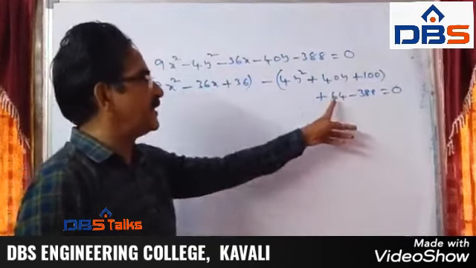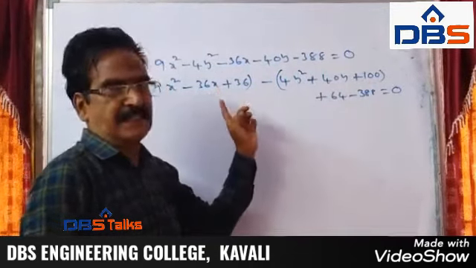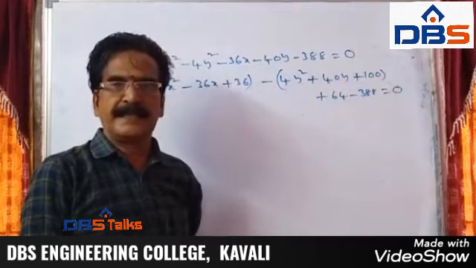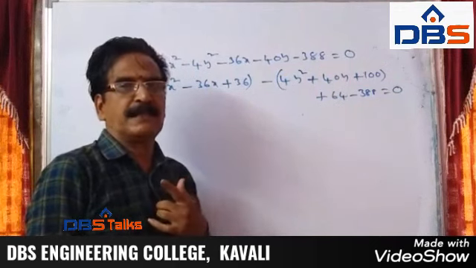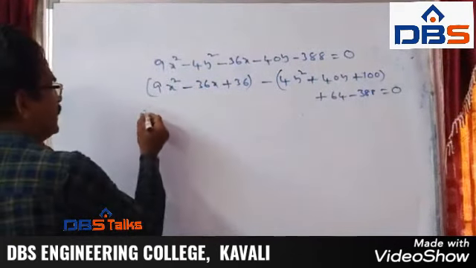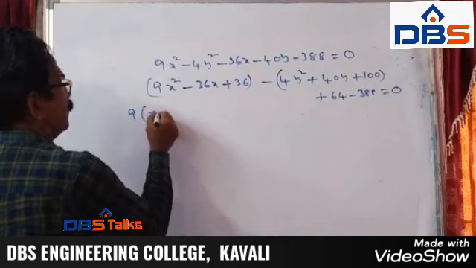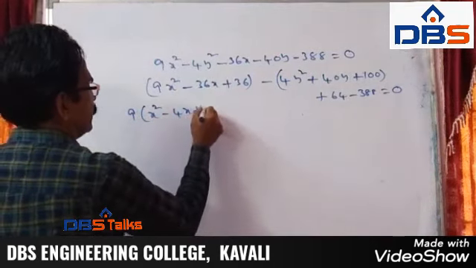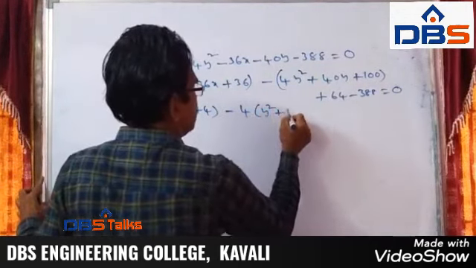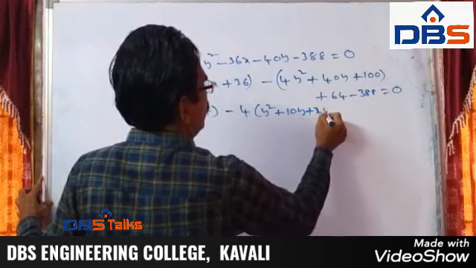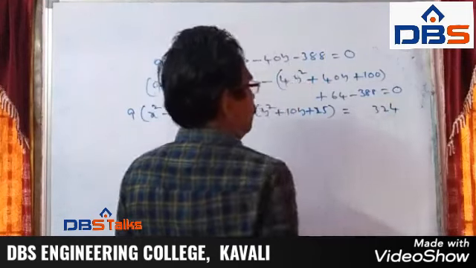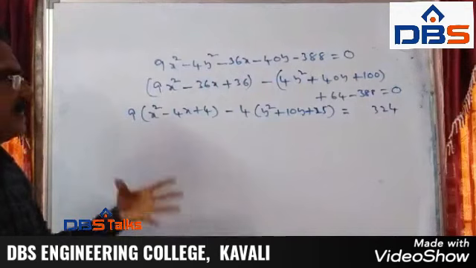This is 100 minus 36, friends. We have added 36 and we have subtracted 100, so net we have subtracted 64. So we have to add 64. Now see, friends, this is 9 into x square minus 4x plus 4, minus 4 into y square plus 10y plus 25, is equal to 324.